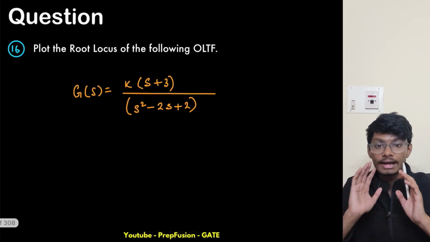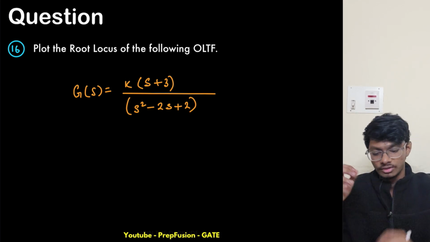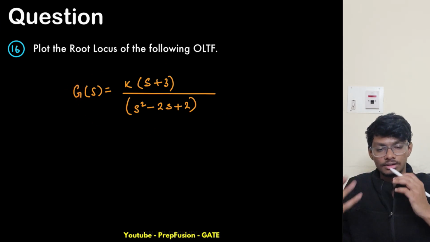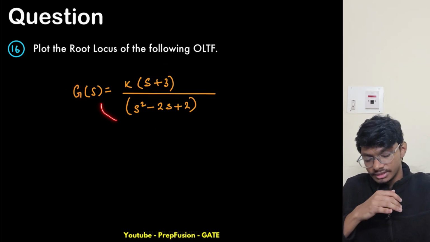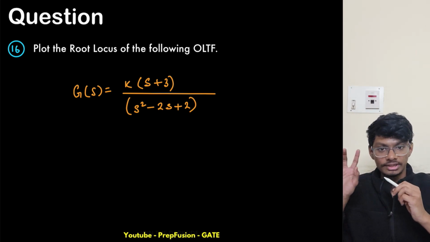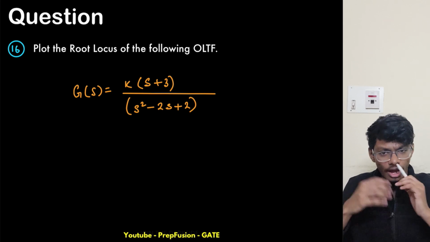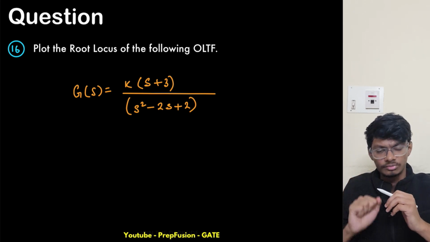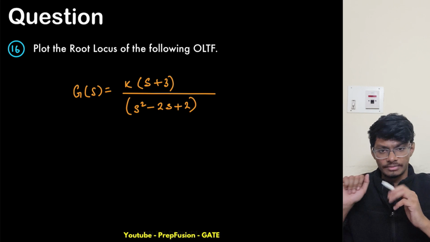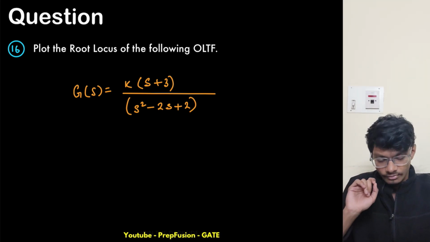So let's now start another question. This one also I will go a bit fast. What is the main concept? The main concept is angle of departure. I have to find the angle of departure using that new formula. That's why I took this question. Again, the same question. I hope you remember this was the third root locus that we plotted at the start of this chapter. So let's start this question.